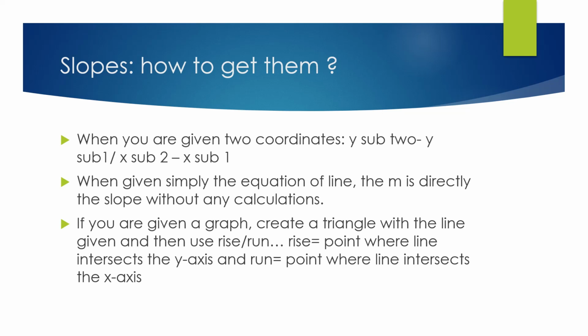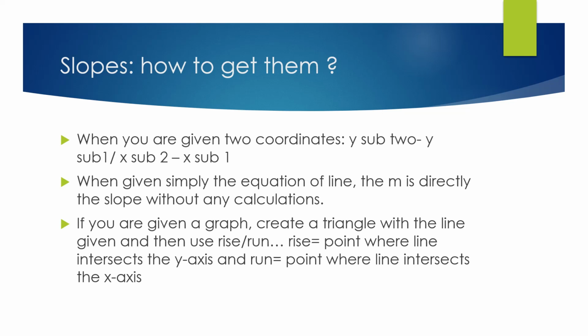Slopes, how do you get the slope? There are numerous ways to get the slope, and it all depends on the context of the problem. So here are all the ways it can appear. First, if you're given two coordinates, you should simply use the equation y sub 2 minus y sub 1 over x sub 2 minus x sub 1. That's only if you're given 4 points.